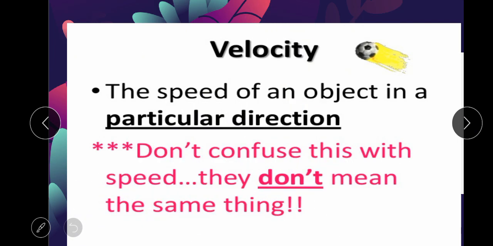Now, velocity is the same speed given a particular direction. As you know, velocity is a vector quantity, because velocity always has a direction with its magnitude. Then don't confuse this with speed, because velocity and speed are different things. Speed cannot be negative, but velocity can be negative depending on the direction.